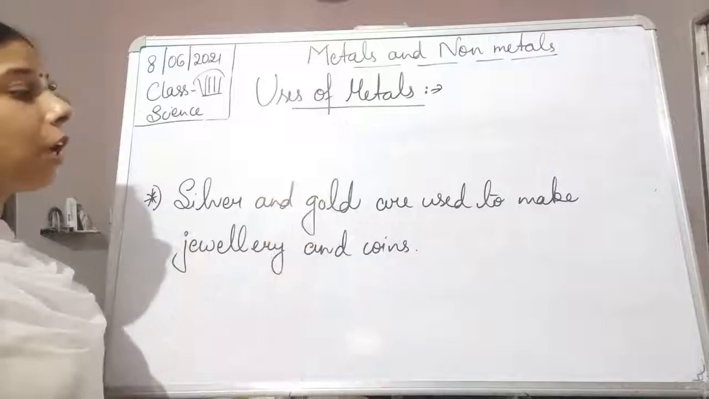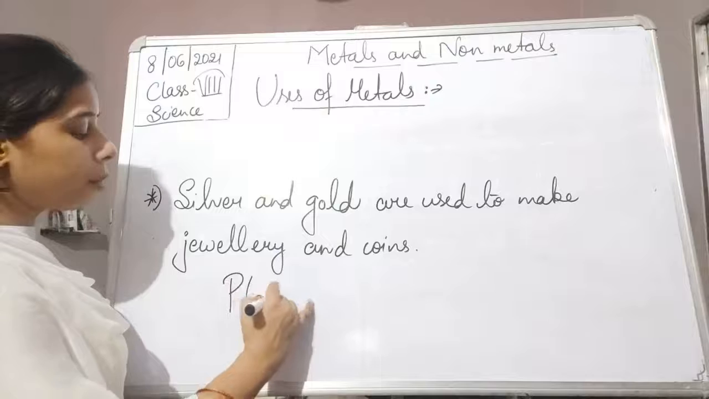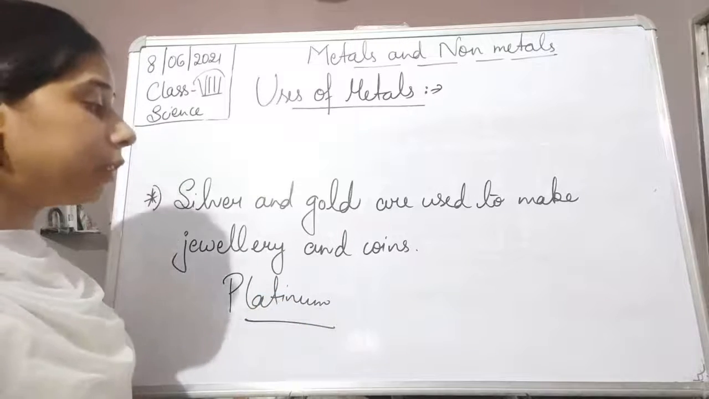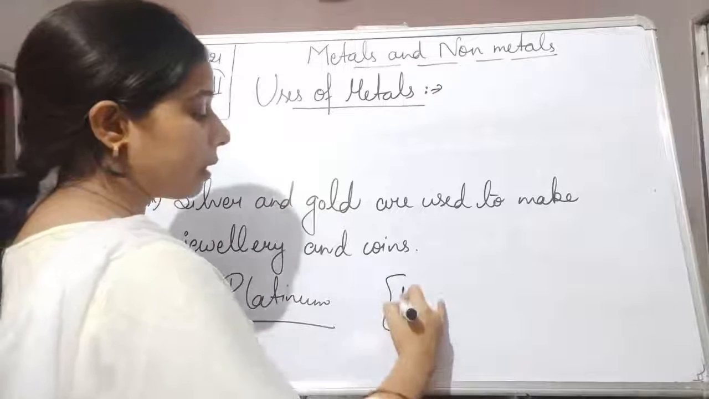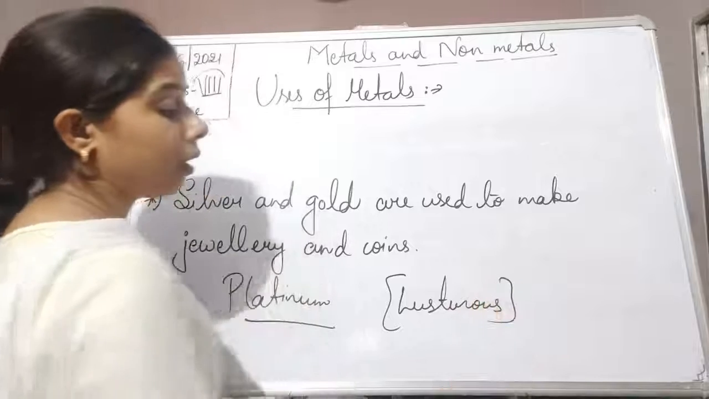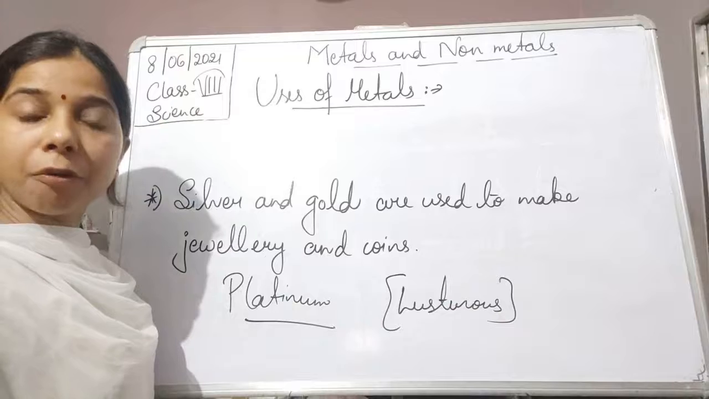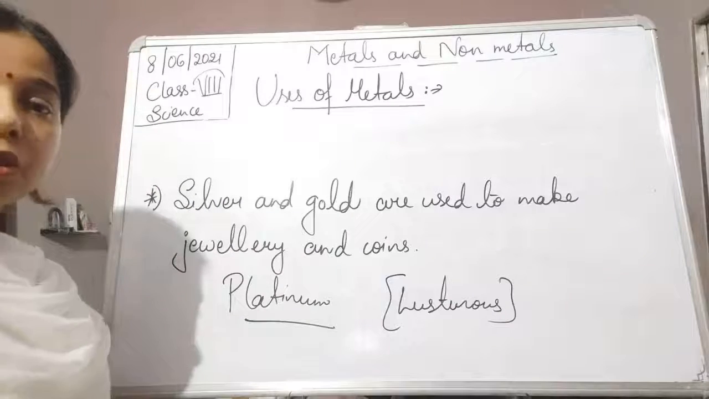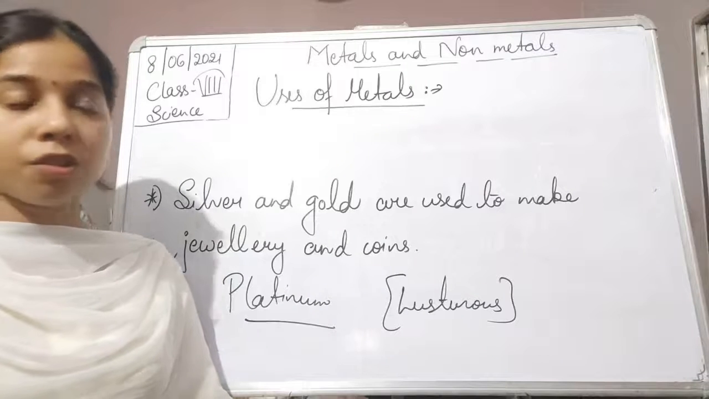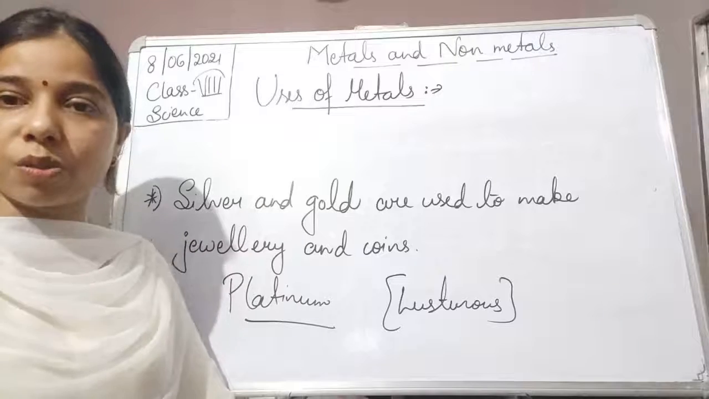Here we can use another kind of metal, students, that is platinum. So platinum is also a kind of metal which is used for making jewelry, and the reason for all this is that since they possess luster, they are lustrous, because of that we use this metal for making jewelry. So this is also a metal which is used for making jewelry, and it occurs because of its property, student. Okay.